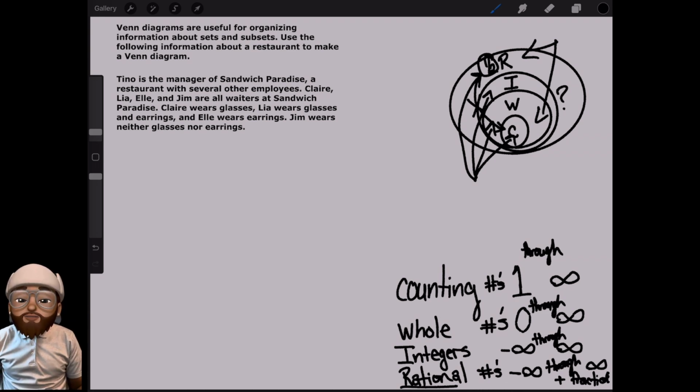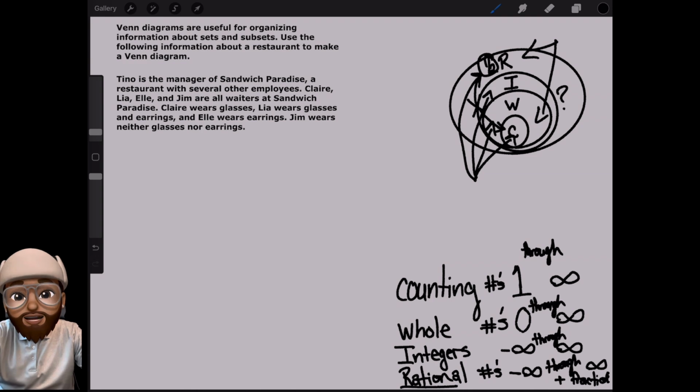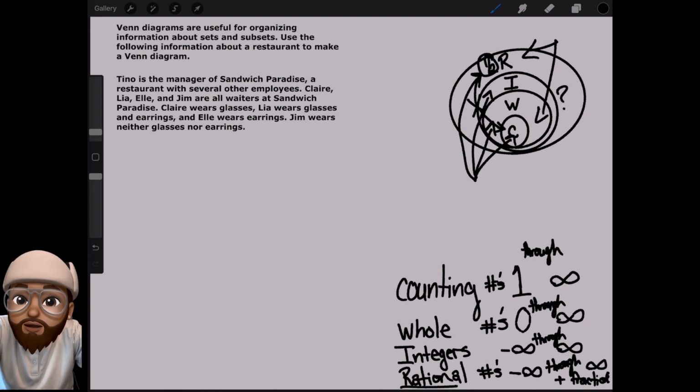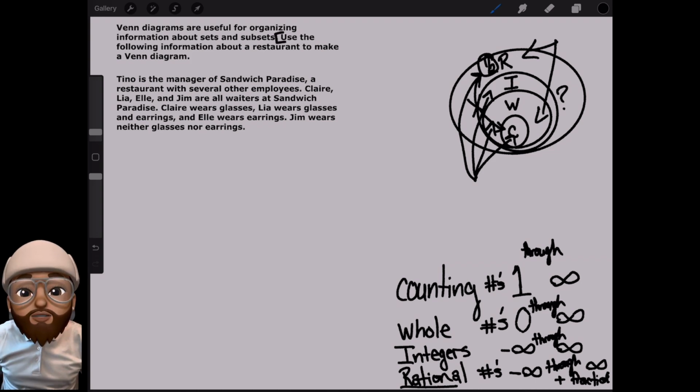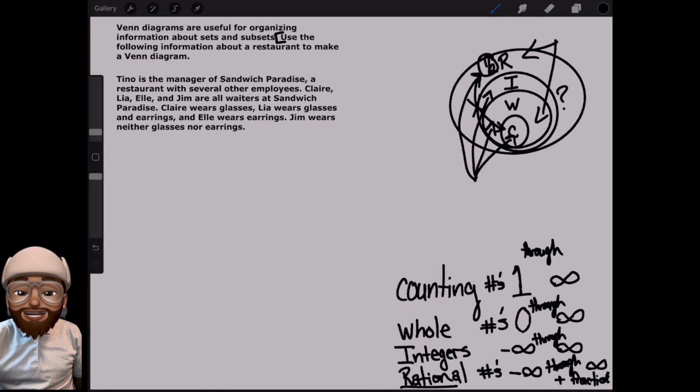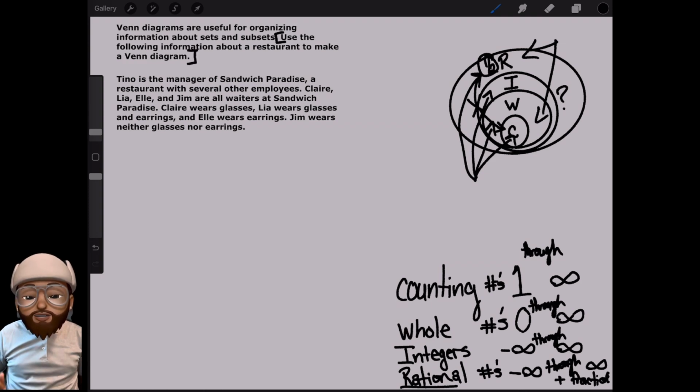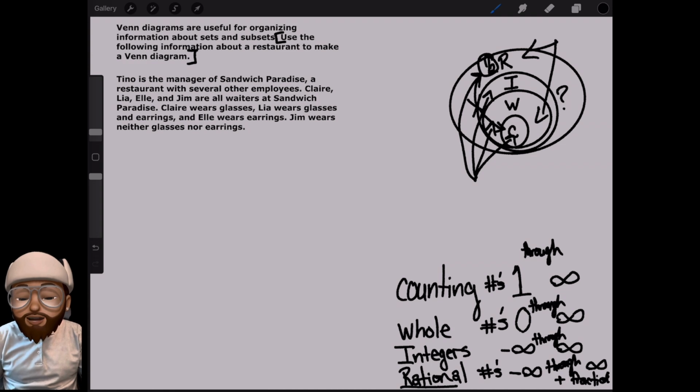All right, so let's take this information that we know about sets and subsets and let's apply this to a real life example. Now, the real life example that I have is here to the left. I'm going to go ahead and read it. Venn diagrams are useful for organizing information about sets and subsets. So already I know we're probably going to be talking about a Venn diagram. Use the following information about a restaurant to make a Venn diagram. Okay, so first thing I want to do is box in the statement.